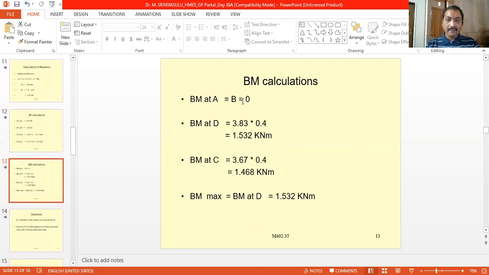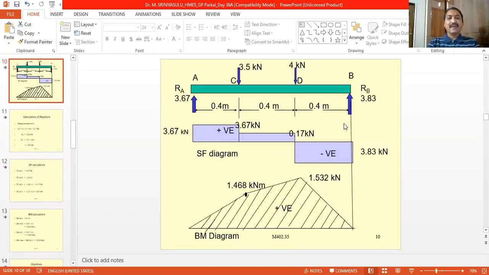Now coming to the bending moments at the points C and D, we need to find out the bending moment at the point C and at the point D. Now the bending moment at point D: if you take only the right of the section, we got two forces, that is the 4 kN force and 3.83 kN, that is RB. But this 4 kN force does not cause any moment about the point D because it is acting exactly at the point D. Therefore, only this force will cause moment.